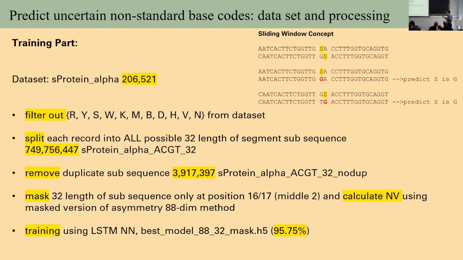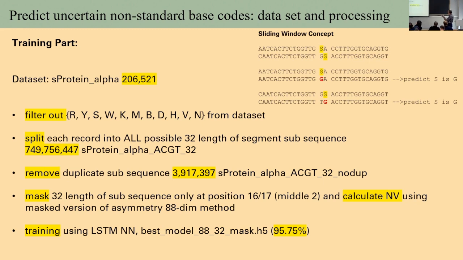Let's say what we did. Suppose we have a protein, alpha, a COVID-19 sequence, and we extract only the protein part, a number of records. First, we filter out from this data set the records that contain no standard base. Then we split these records because they're very, very long.